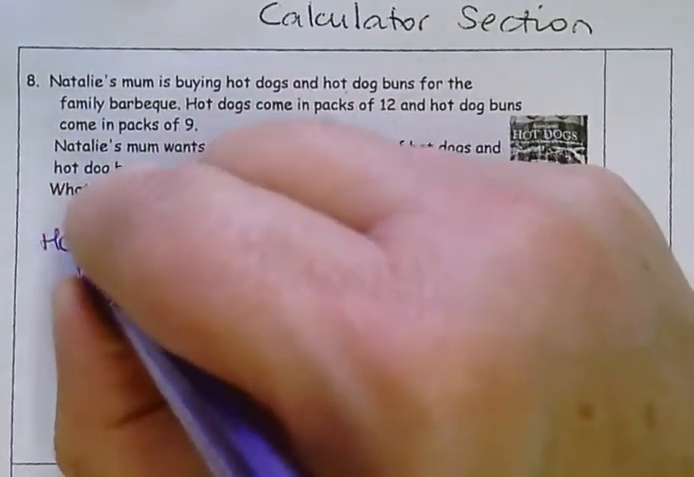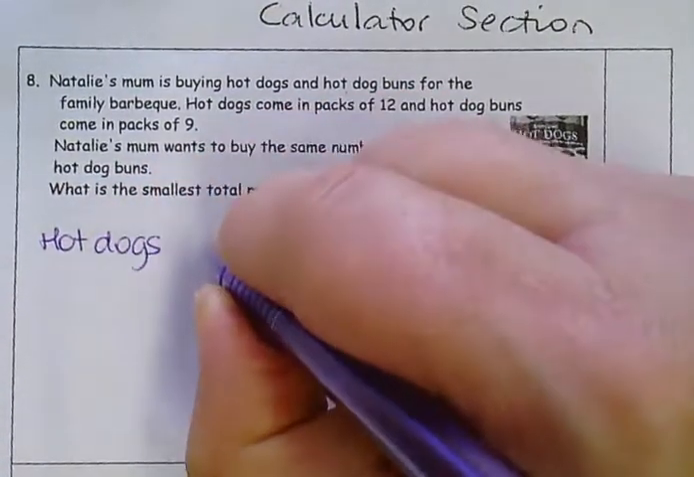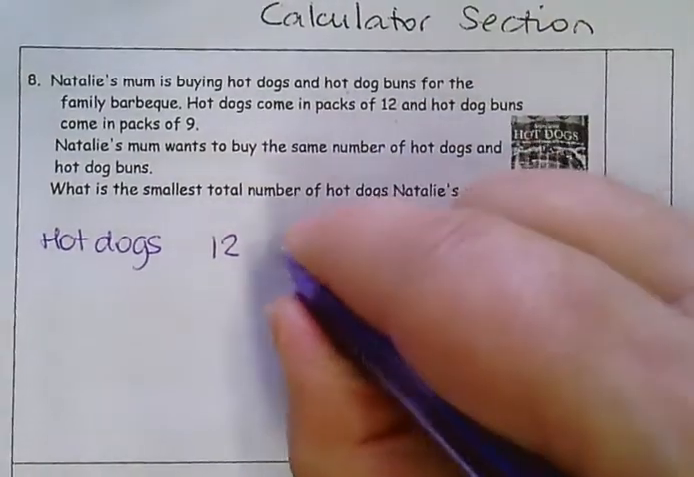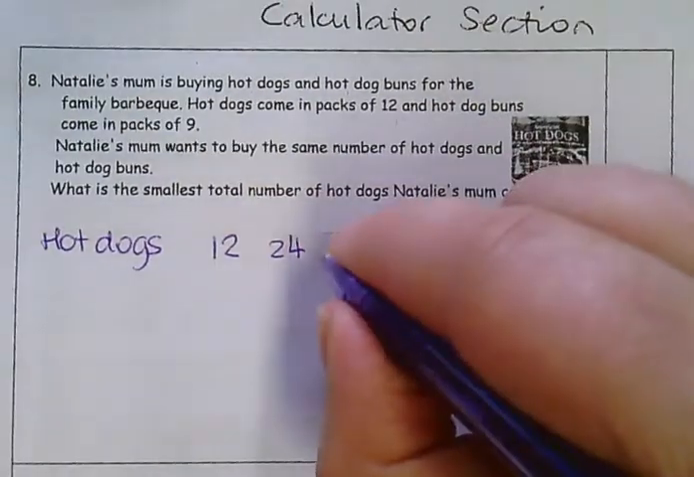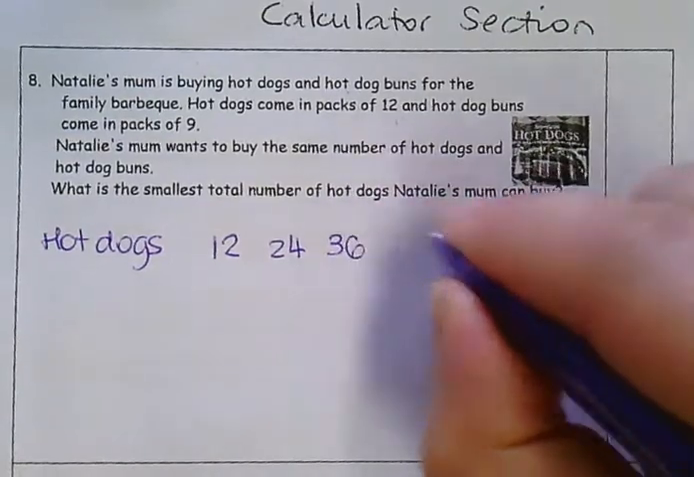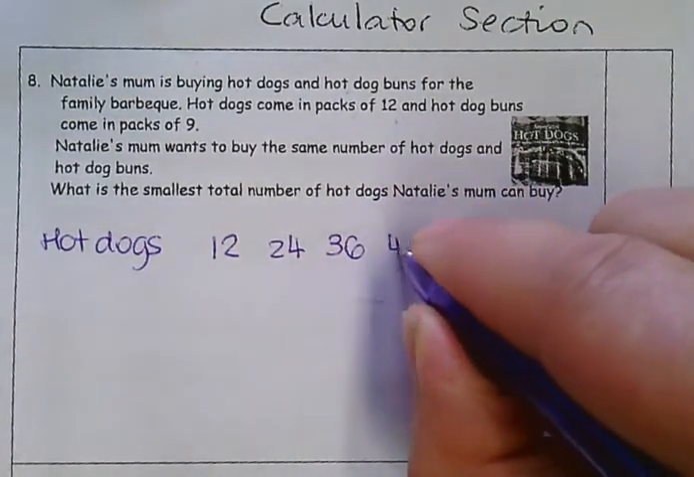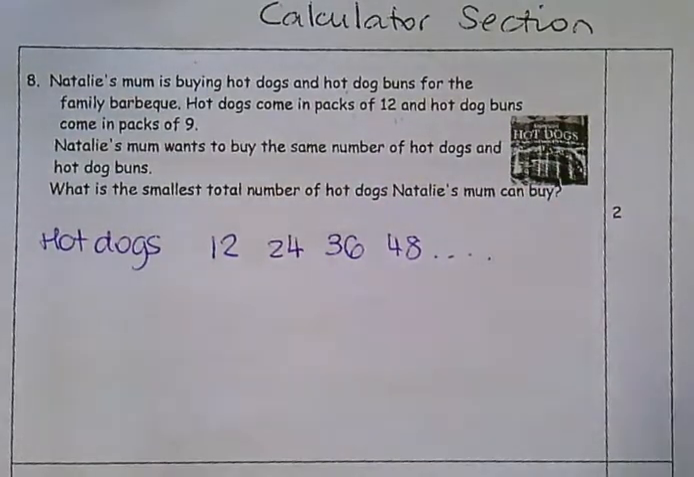So let's look at our hot dogs. If she buys 1 packet, she'll have 12. If she buys 2 packets, she'll have 24. If she buys 3 packets, she'll have 36. And if she buys 4 packets, she'll have 48, and so on.